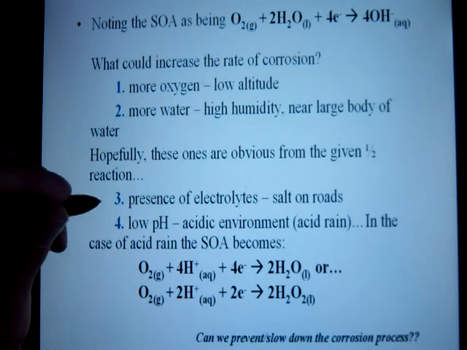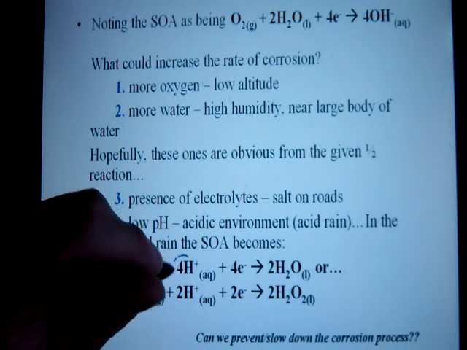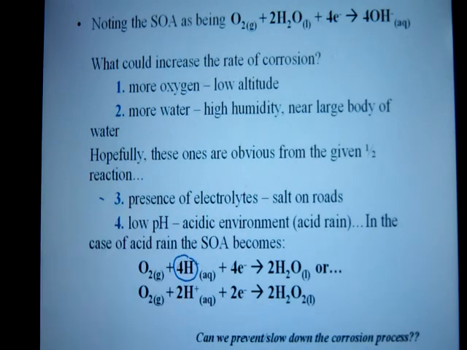Number 3, presence of electrolytes. Well, if you don't have a solution around to help carry ions, like for instance salt in the case of the coasts or salt on the roads, then you wouldn't get any corrosion. But that stuff's around typically. And we mentioned before, if you have H+ around, oxygen can act as an oxidizing agent as well. Well, H+ comes from a low pH environment, which we would like to think is a more industrialized area, thus the acid rain. Okay, so that's rusting. You guys are all familiar with rusting, and those are the reactions involved.